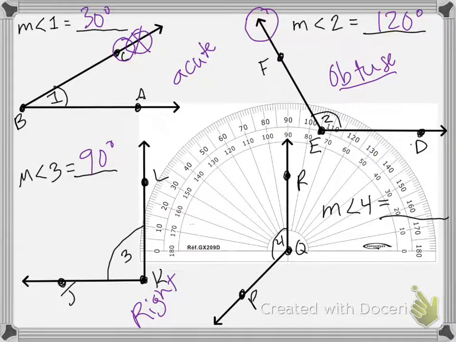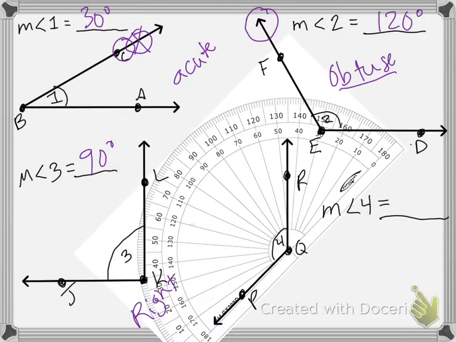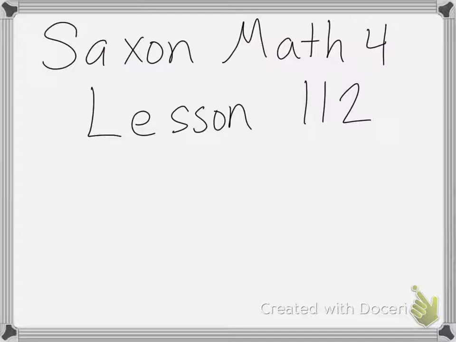All right, so the next one, if I try to just line up the vertex, neither of the lines line up with this 0 line like I need it to. So I'm going to have to rotate my protractor so that the crosshairs are on the vertex and so that one of the lines lines up with the 0. Then I follow the other line up, and it's pointing in between 130 and 140. Since this is also an obtuse angle, I know it has to be 135 degrees. Okay, and that's it for this lesson.